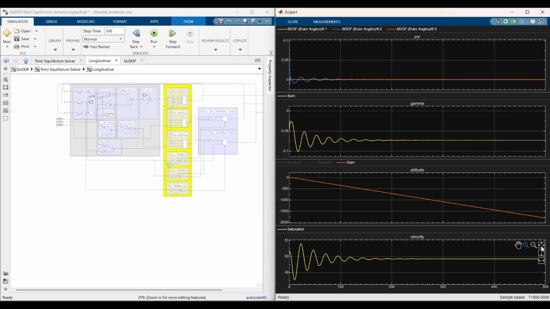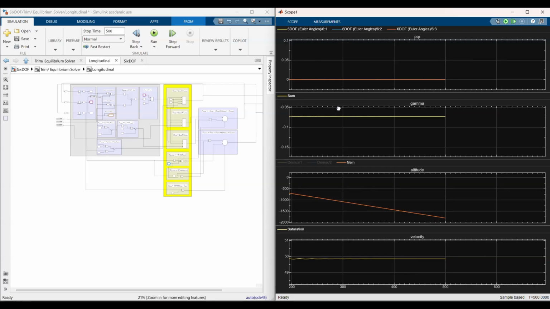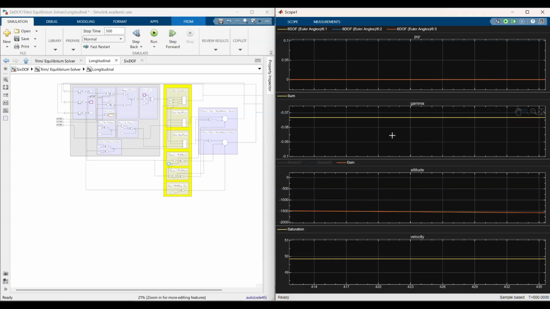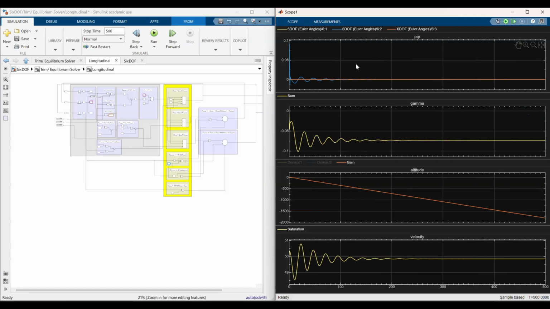Alrighty, so we have the velocity pretty close to 50, and that looks promising. The altitude is decreasing, but we will take care of that altitude factor later. And gamma is now pretty close to 0. As you can see, it's settling at about, what is 0 point? I can actually zoom into that area. Yeah, 0.07, which is pretty close to 0. So gamma is acceptable. And our PQR are heading to 0, all the way to 0. Okay, looks like that is a promising result.